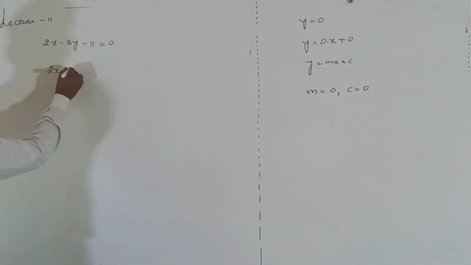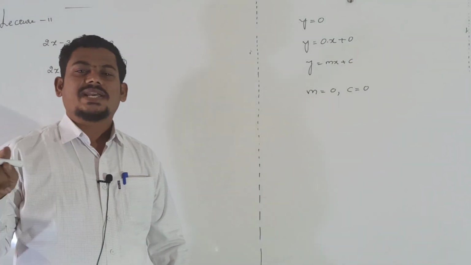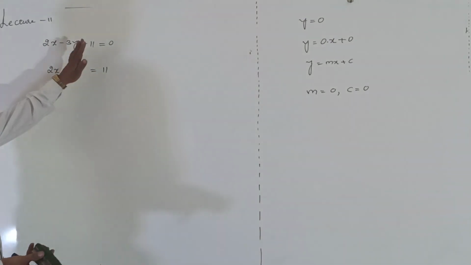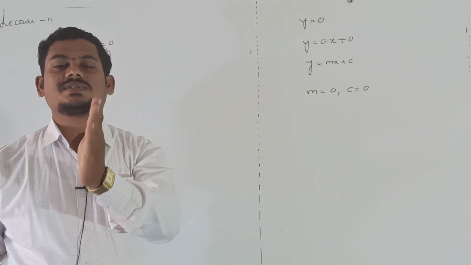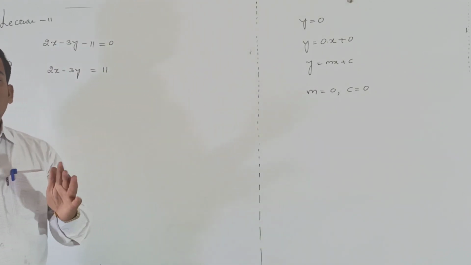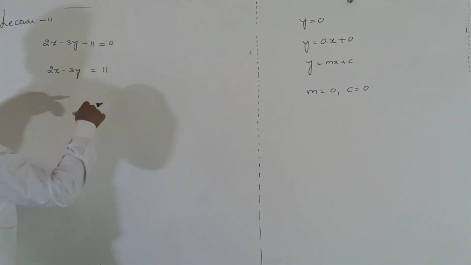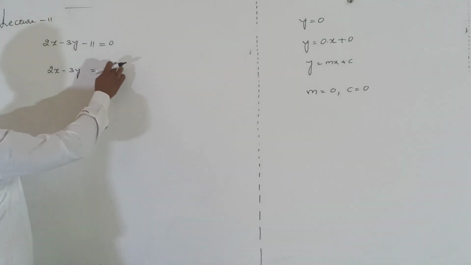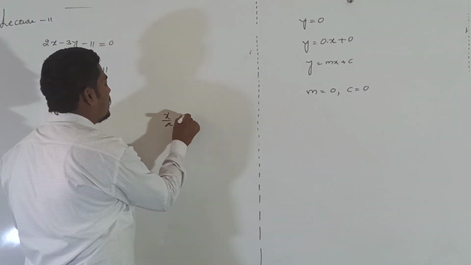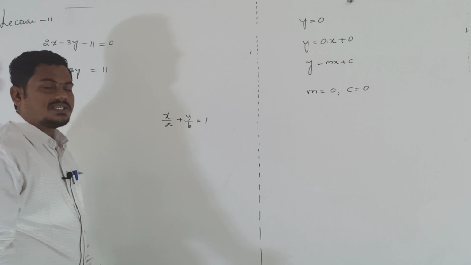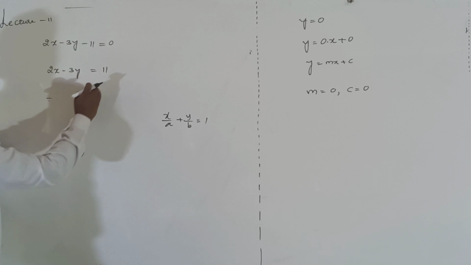Now 2x minus 3y is equal to 11. While converting given equation of the line into intercept form, in the first step, constant term send it to RHS. After that, make RHS expression as 1. Why? Because in standard equation x by a plus y by b equal to 1, RHS expression is 1. So after that, dividing with 11, make RHS term as plus 1.